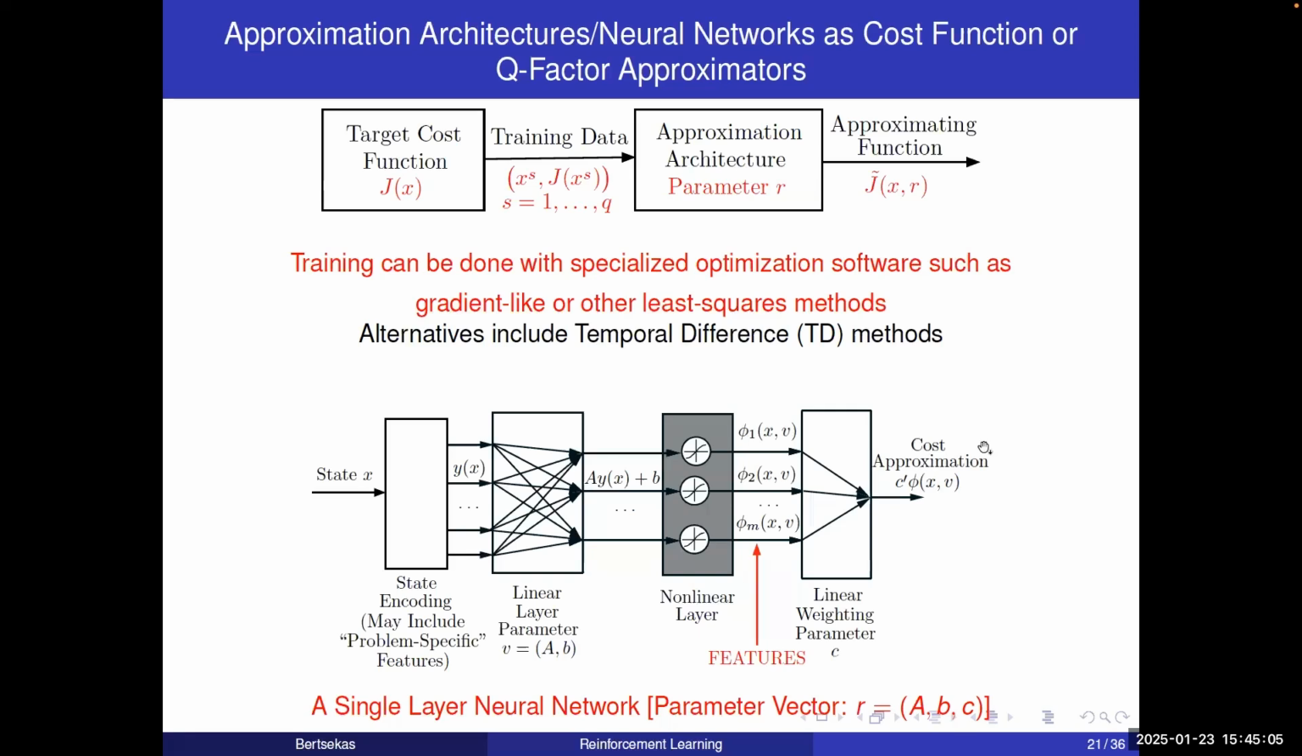So if we want to find a J tilde, we first train the neural network, and then for a given state, we give it to the software and it cranks out a cost approximation. Now, this is a single layer. Nowadays, neural networks have many, many layers. Deep neural networks have hundreds of layers.